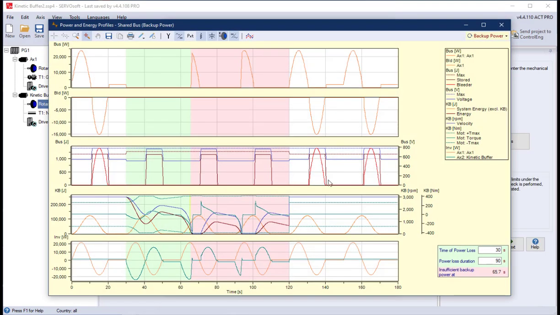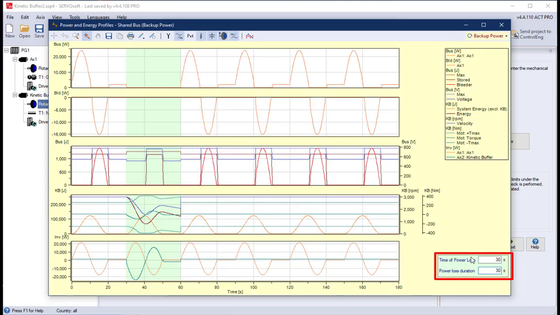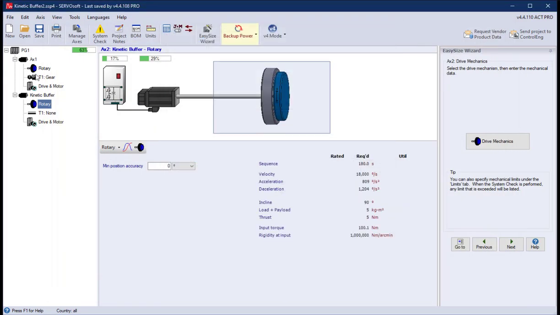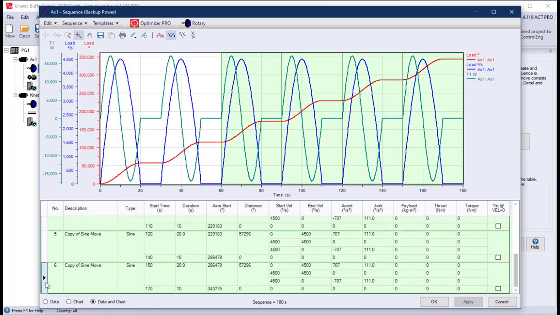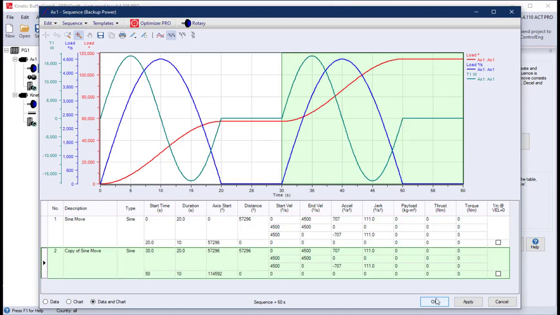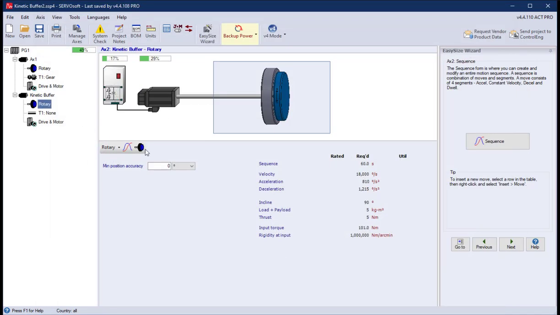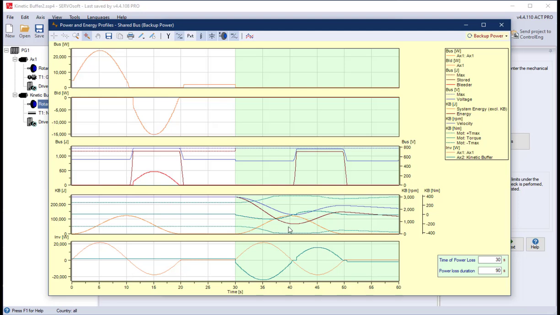The design requirement is for the kinetic buffer to power one 30-second move, and then we assume the machine stops. I will go to axis 1 and delete all moves after 60 seconds. And back to the power versus time form. And everything looks good. Notice the duration still is 90 seconds, but since the sequence ends at 60 seconds, the effective duration is 30 seconds, which I will now set for consistency.